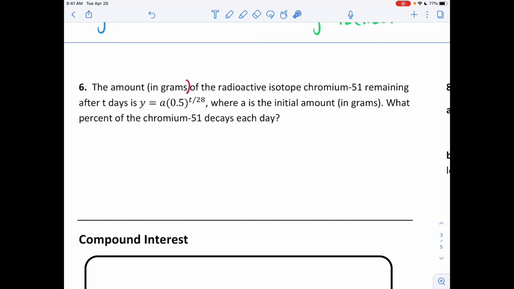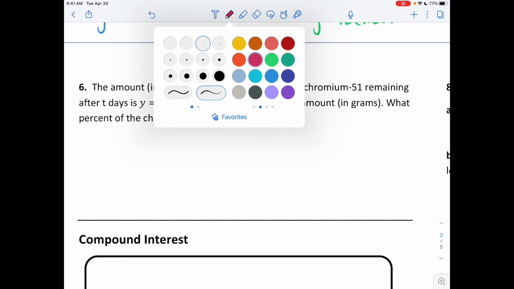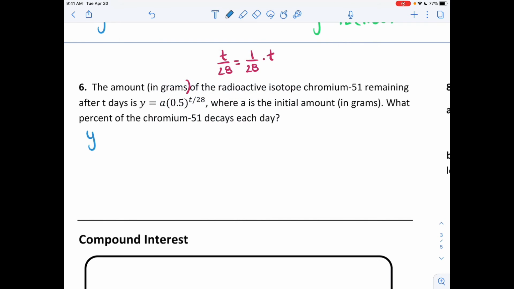So let's talk about this for a minute. If I have t over 28, that's the same thing as 1/28 times t. So I want to go ahead and break that apart because my goal is to separate the 28 or the 1 over 28 from the t. So let's go ahead and rewrite our equation as y is equal to a times 0.5 raised to the 1 over 28 times t power.